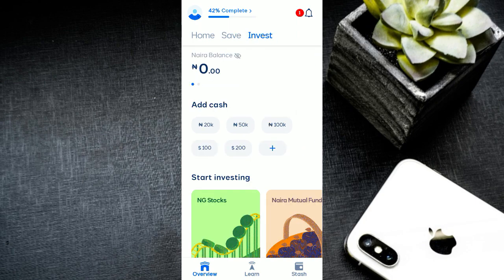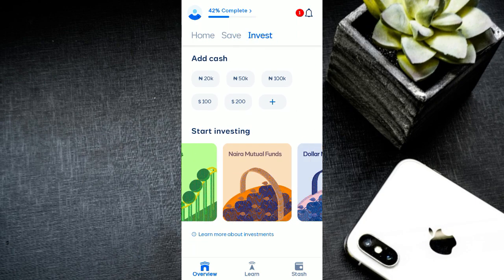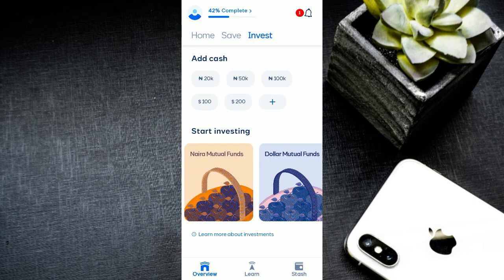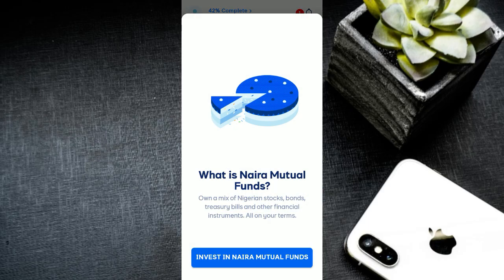So tap on invest. This is the mutual fund. So we have two, depends on what you use, using naira or dollar. Now, the Cowrywise mutual funds give you the advantage that you get to save, earn interest, and it's easy to access. But the con is that you have a withdrawal delay of 24 to 48 hours.